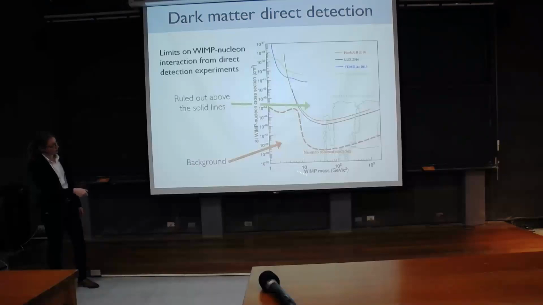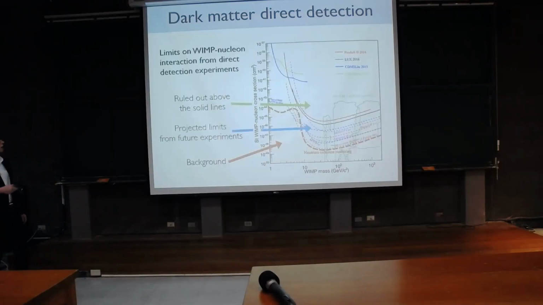So for example here, if the WIMP mass is 10 to the 2 GeV, and the interaction cross-section is 10 to the minus 47, this parameter space, dark matter could still live there, it's not ruled out by experiments. This is how to read these plots. Future experiments push down further and further into this region, searching for dark matter interactions.